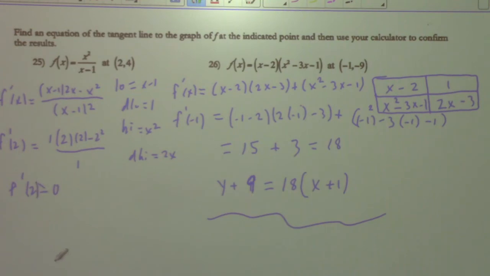So therefore, your slope is 0. So you're going to get, in point-slope form, y minus 4 equals 0 times x minus 2. And so you're going to get y equals 4 is going to be your answer on that. Okay?